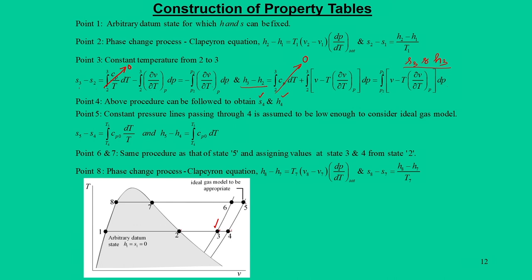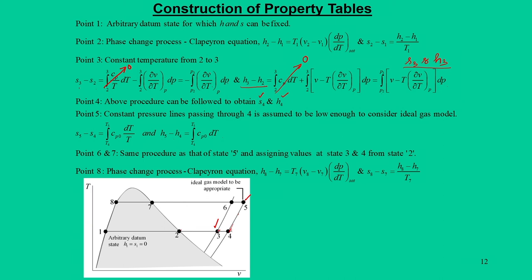Now, from 4 to 5, it is a constant pressure line. So, when you say constant pressure line, we can use the T dS equations. S5 minus S4 is equal to integral of Cp times dT by T, so point 5 is located. Similarly, for enthalpy you can find integral of Cp dT. The Cp value, from the datum side, is known to us. So, we can locate point 5, and all the properties at point 5 can be determined. Now, for 6 and 7, we can follow a similar procedure.